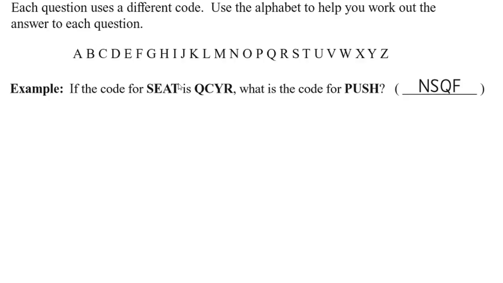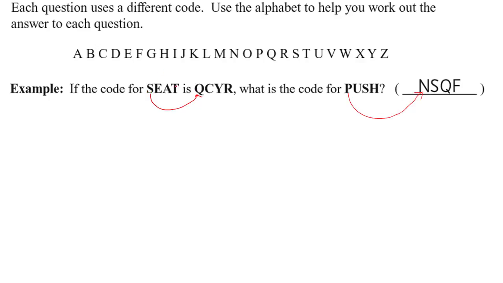Now the way to do this, first you have to have your alphabet in front of you. You're going to need to link the first letter with the first letter. So this S here, you're going to link with a Q. You need to see from the S to the Q in the alphabet what they've done. You'll need to do the same with P to get the next letter, which I'm assuming is going to be N.